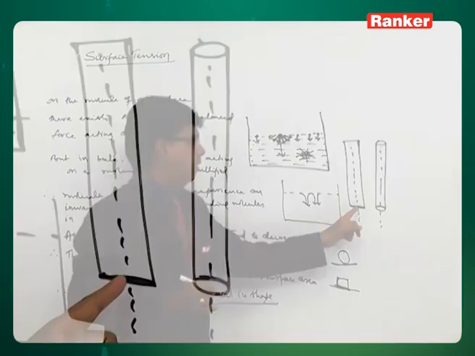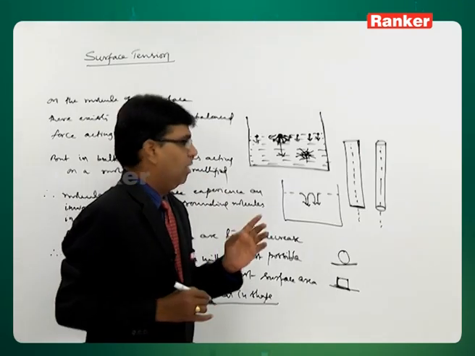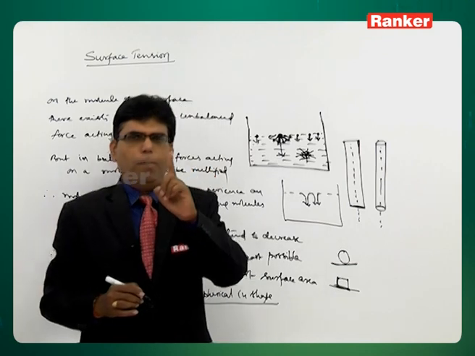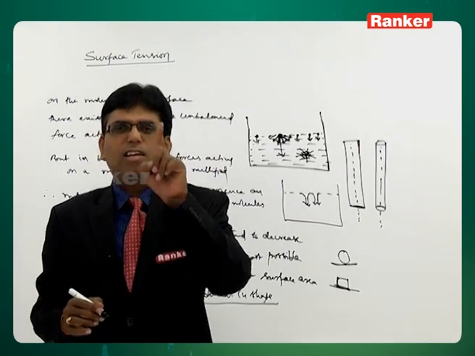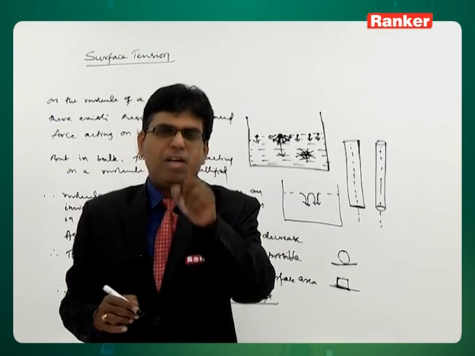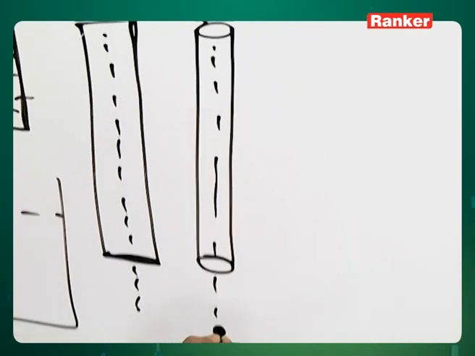It will never be rectangular or triangular or hexagonal or any other. The reason being that the droplet is always formed such that it has least surface area. The least surface area is possible only with a spherical drop.